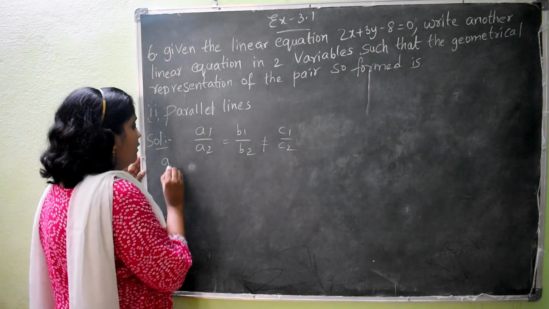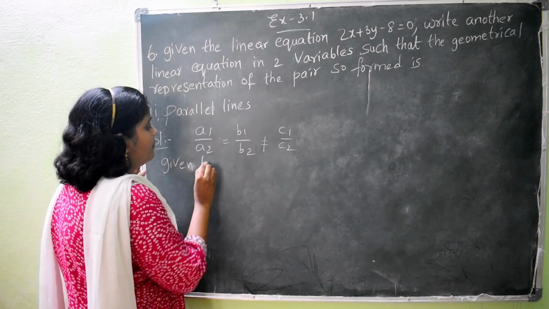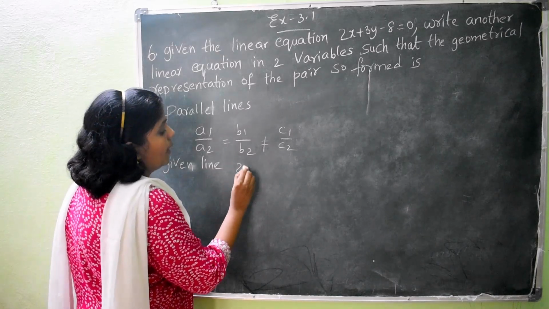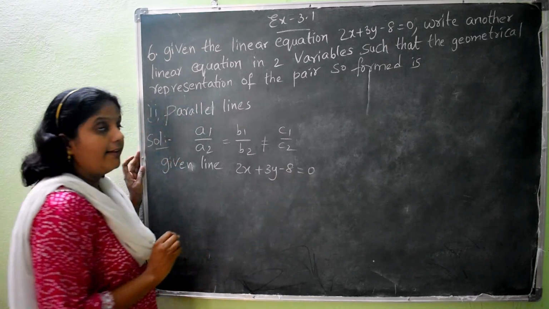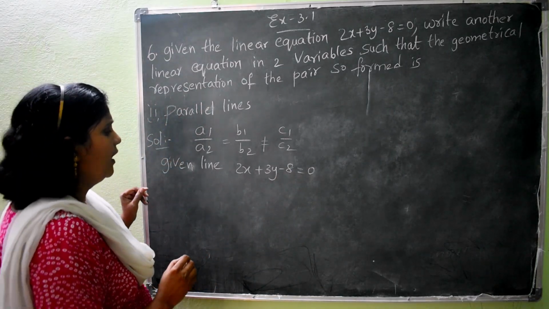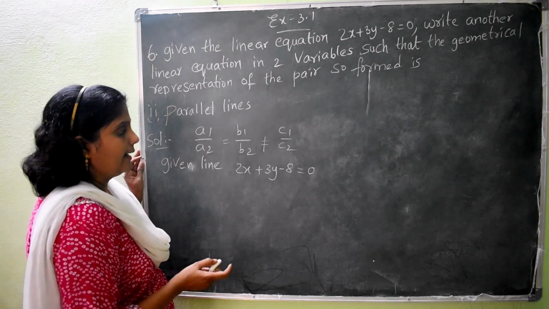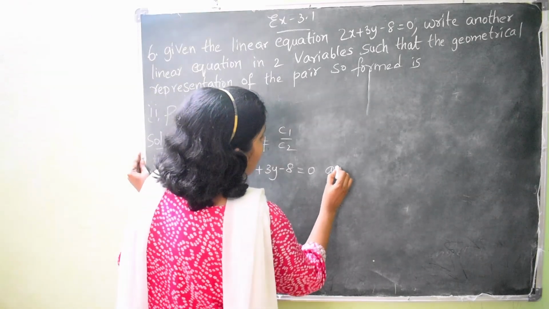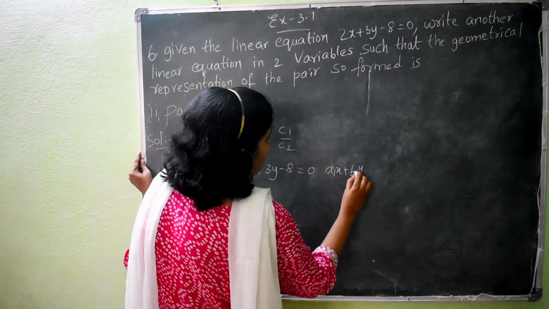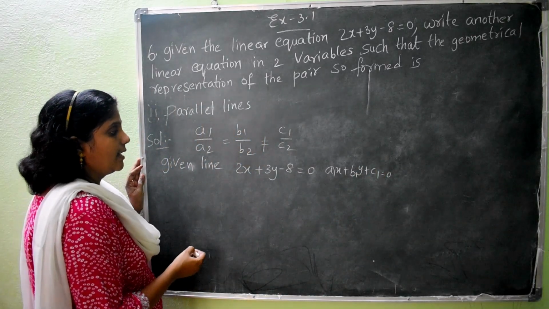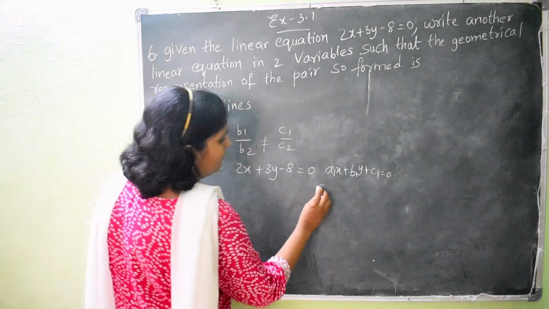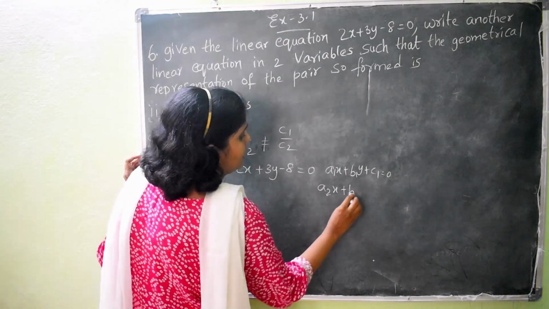First of all, write down the given line. What is the given line? 2x plus 3y minus 8 equal to 0 is the given line. Now we need to frame another line. This is in the form of a1x plus b1y plus c1 equal to 0, and we need to frame another line a2x plus b2y plus c2 equal to 0.